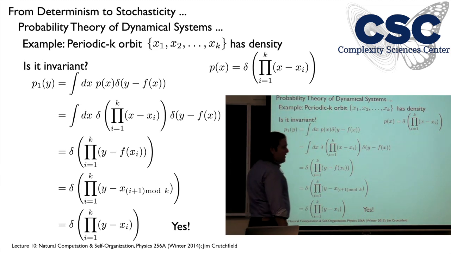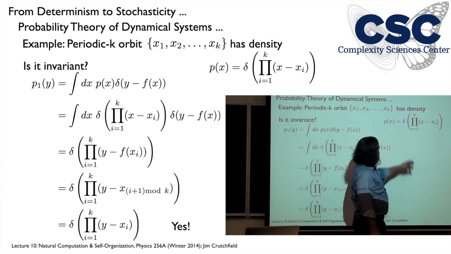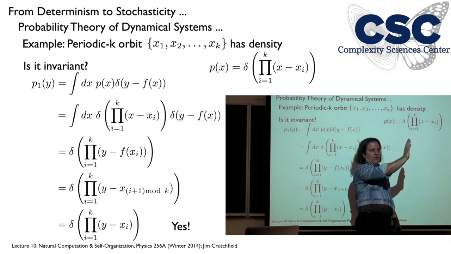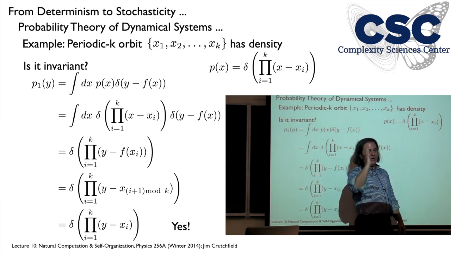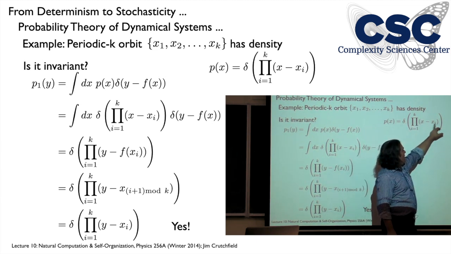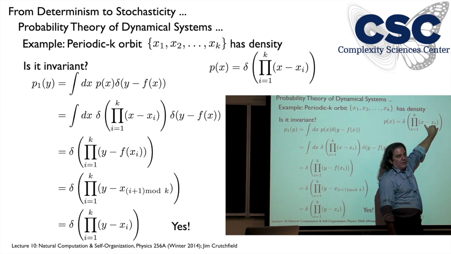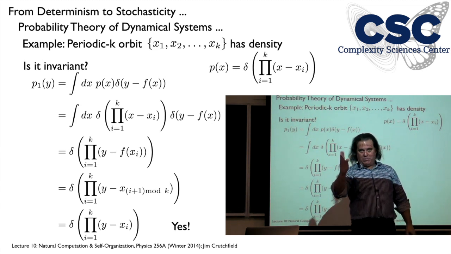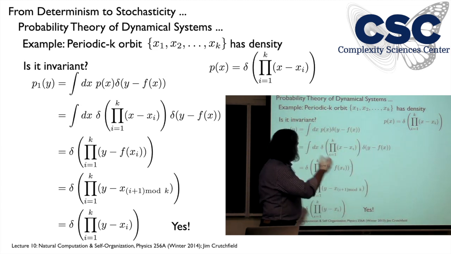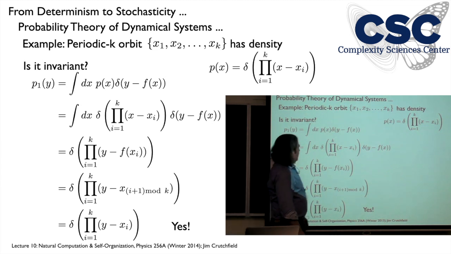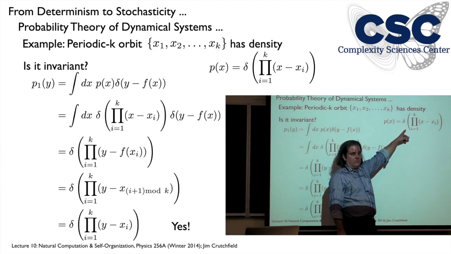So how do I describe that? Well, its probability density is just going to be a series of spikes at each one of those values on the orbit, x1 up to xk. And I can write that down as a delta function of a product, x minus x1 times x minus x2, and so on. So that delta function will then place these spikes right there at the x1 to xk. And the question is, is this an invariant distribution?